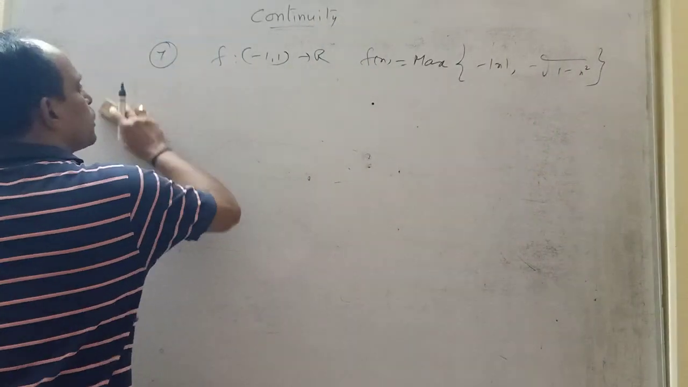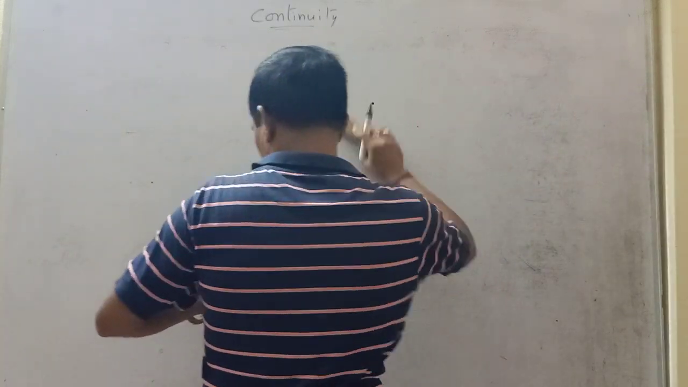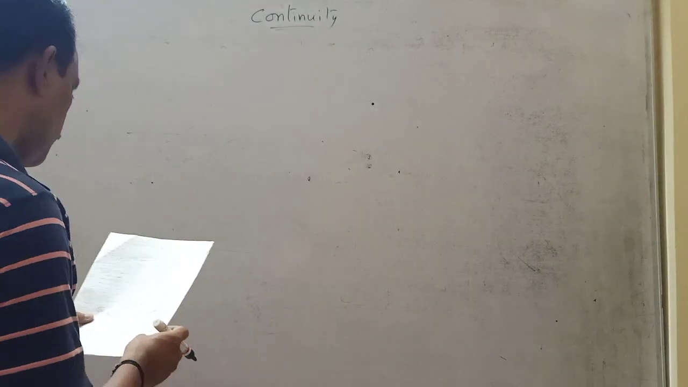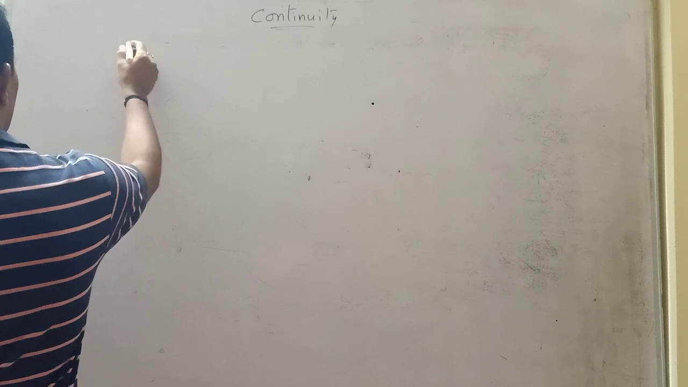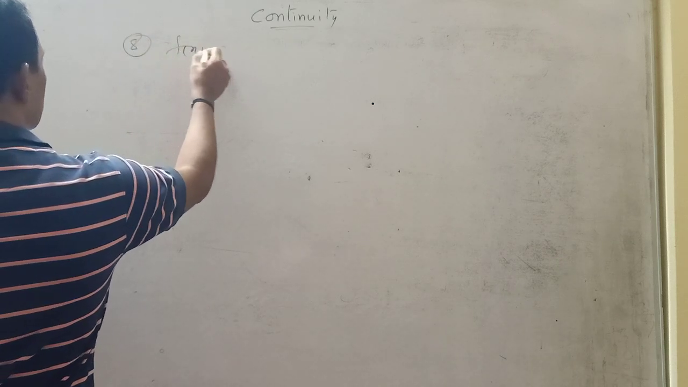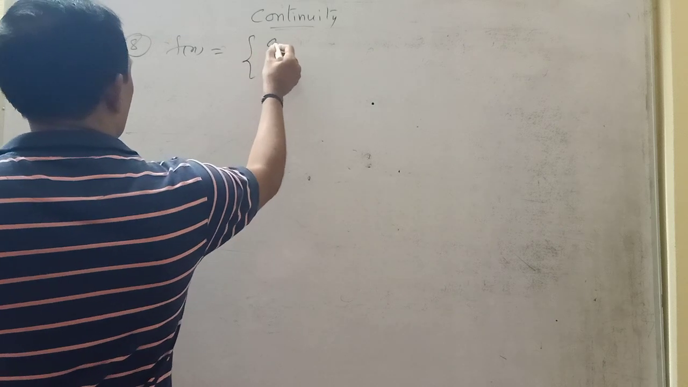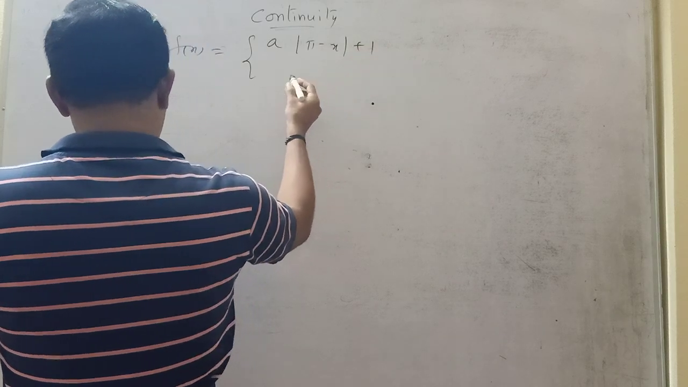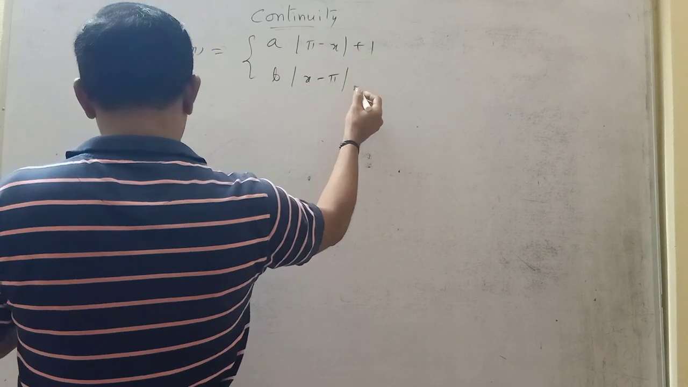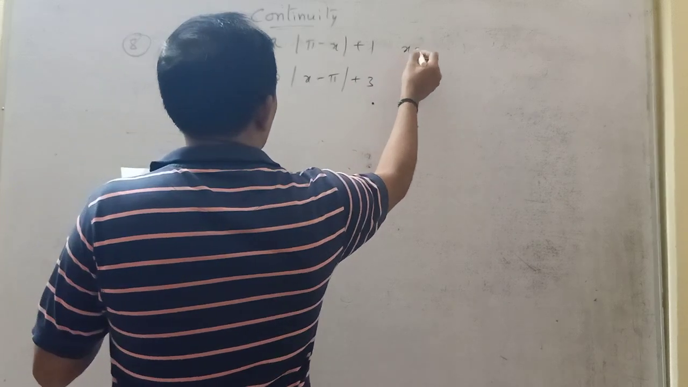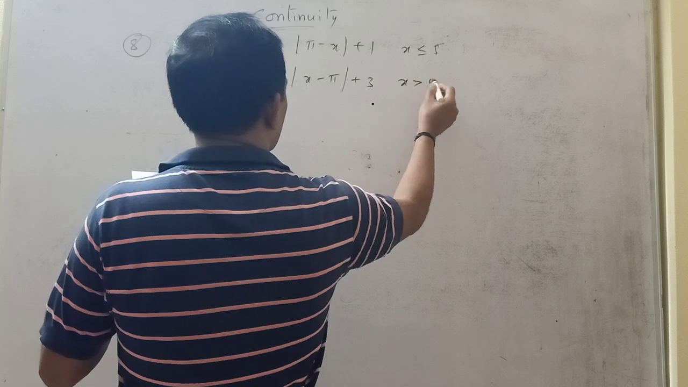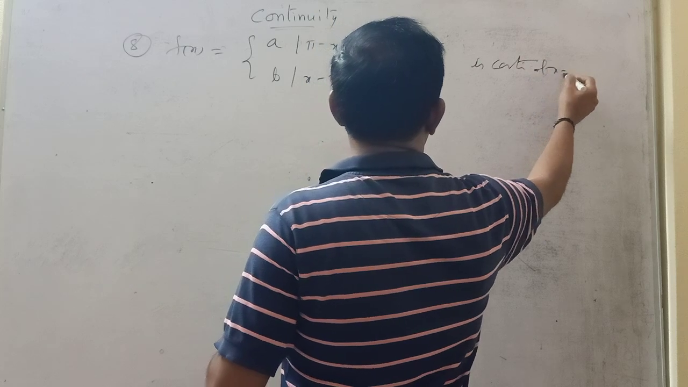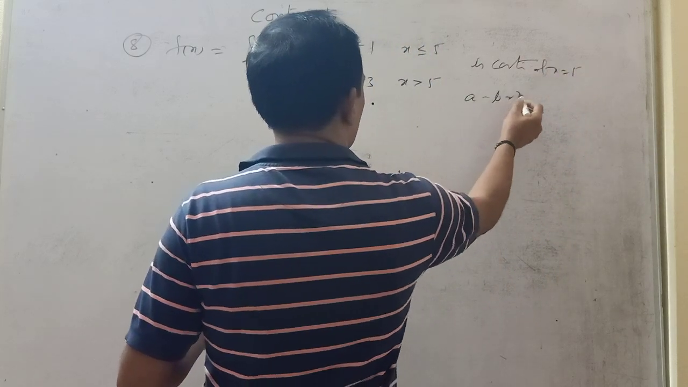Okay, next question. Next 8th question: f of x is equal to a into modulus of pi minus x plus 1 for x less than or equal to 5, and b into modulus of x minus pi plus 3 for x greater than 5, is continuous at x is equal to 5. Then what is the value of a minus b?